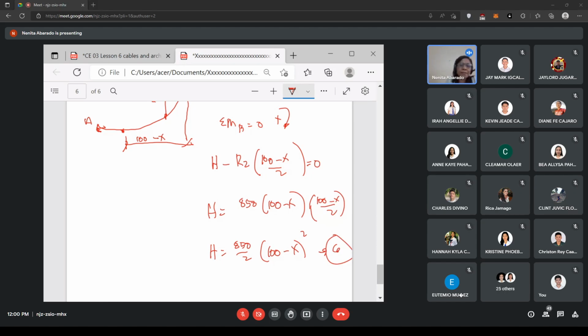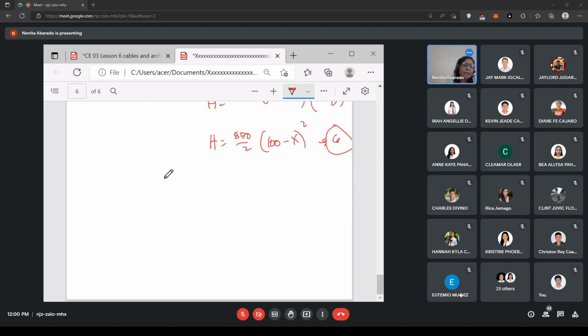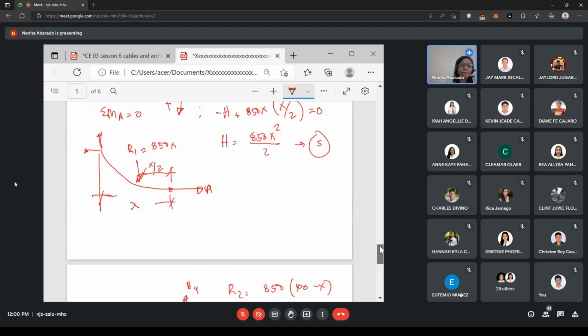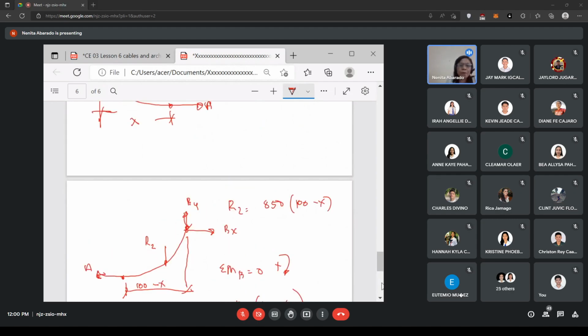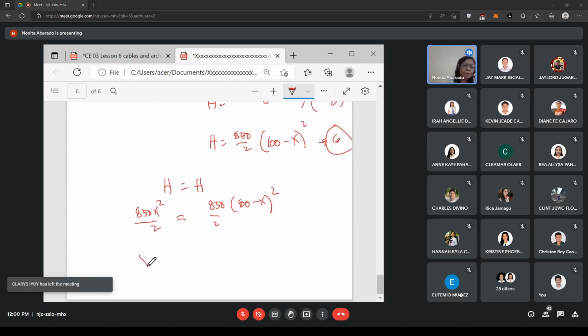So i-equate natin ng 5 and 6, makuha natin si value na X. H equals H. So therefore, we have 850 X squared over 2 is equal to 850 over 2 times 100 minus X squared. So therefore, makukuha natin si X value. Upon getting the value of X, makukuha natin si H because by substituting the value of X from any of the equations in 5 and 6.